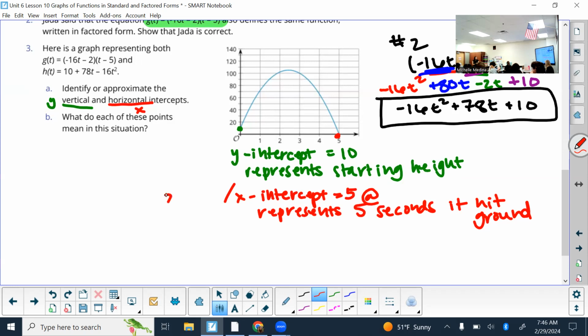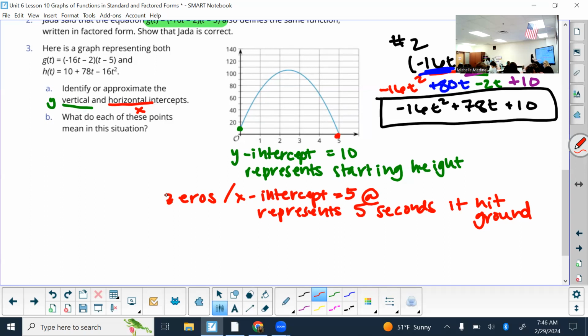So, zeros. Bring back memories. When it asks you to identify zeros, it's asking you to identify your x-intercept. So my 0 in this situation is 5. Not the y-intercept, that's not considered a 0. That will be important later.